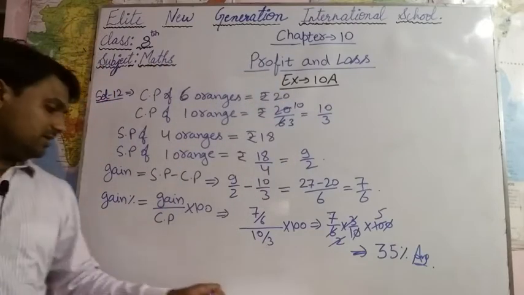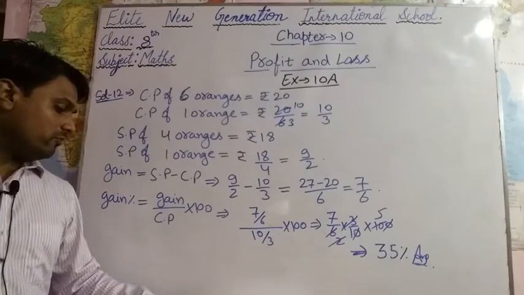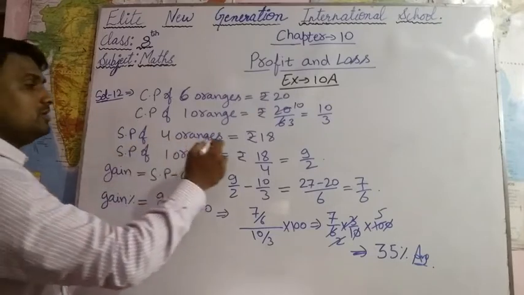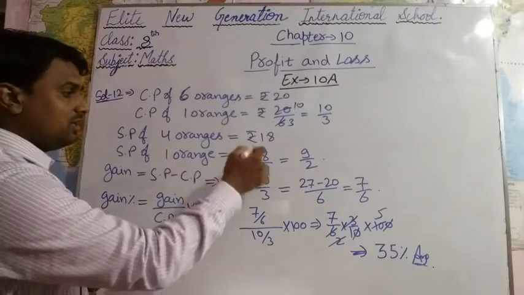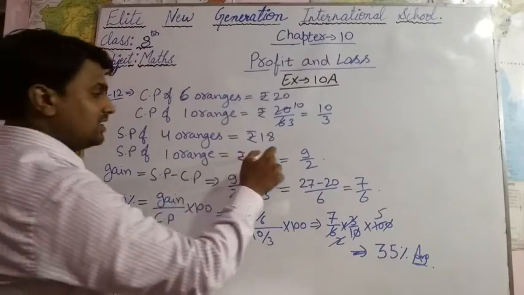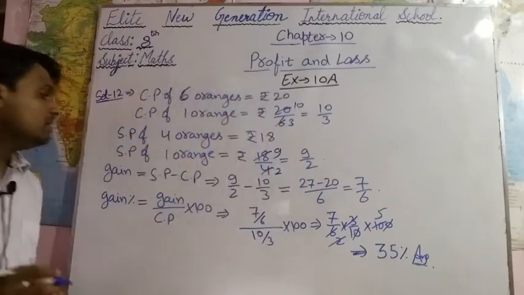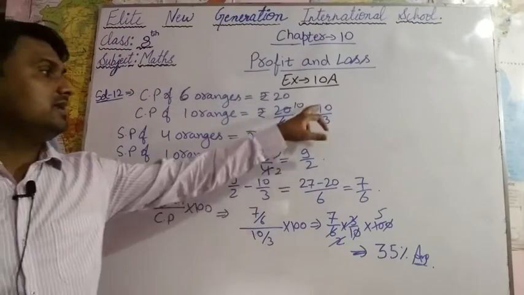Now after this, it is given that they are sold at 4 for rupees 18. That means the SP of 4 oranges is rupees 18. Now here the SP of 1 orange will be 18 upon 4. Now by cancelling it by 2 times, it will be 9 by 2. Now after this, see which is greater here. 9 by 2 is greater than 10 by 3.